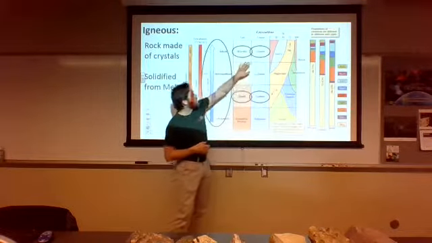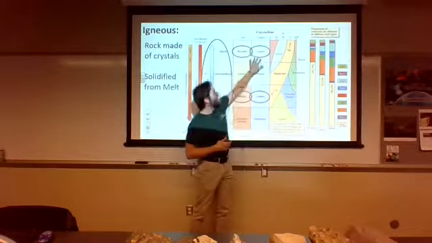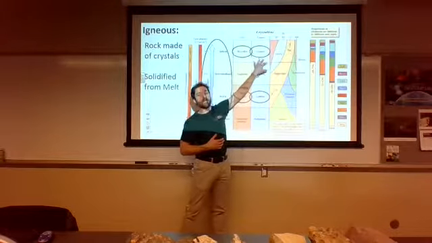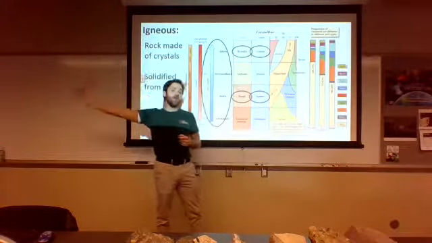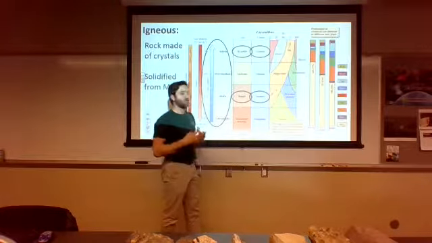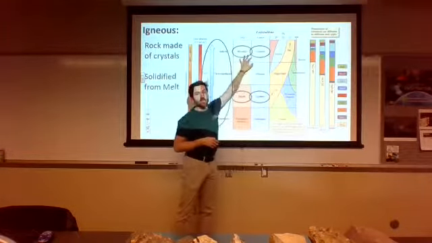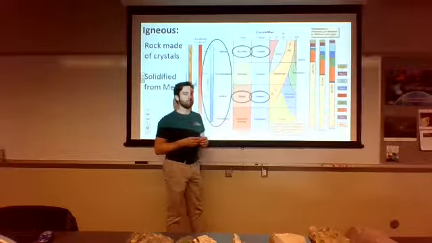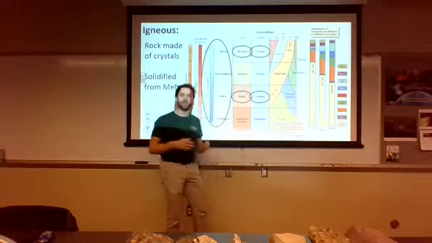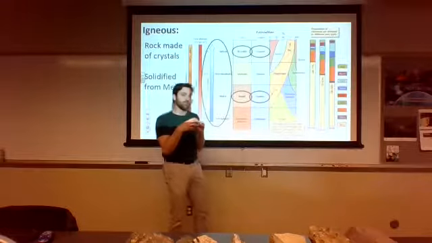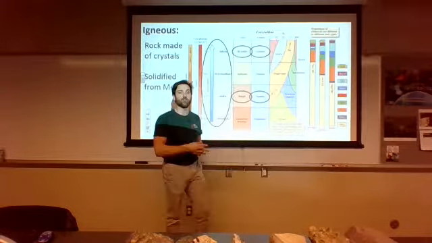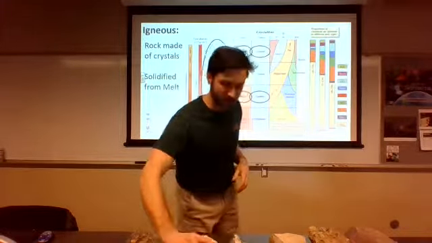Okay, now if that magma that made up a granite was to extrude on the surface of the earth and form a lava flow, that would freeze as a rhyolite, or a granite that essentially did not have time to form large crystals, so it formed much smaller crystals on the surface of the earth. I have a couple of samples of these.